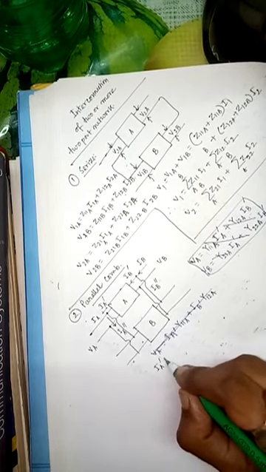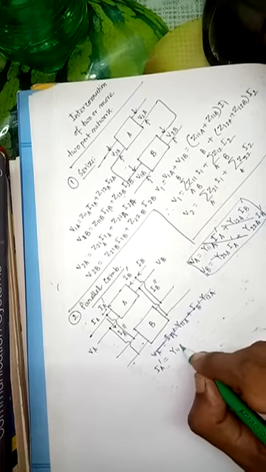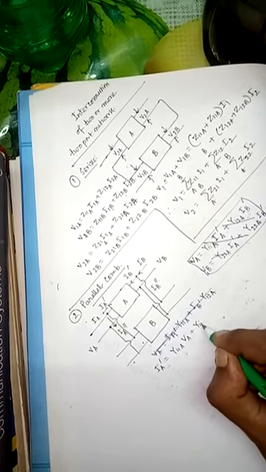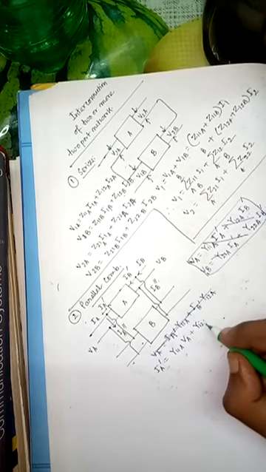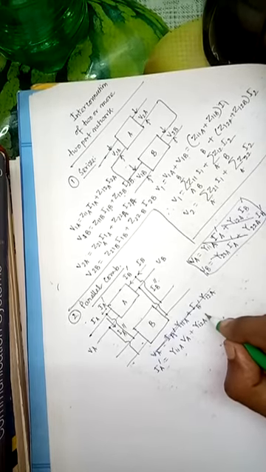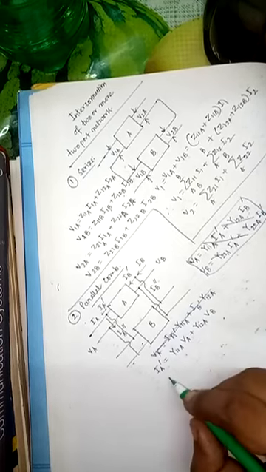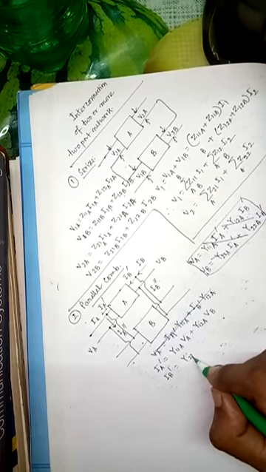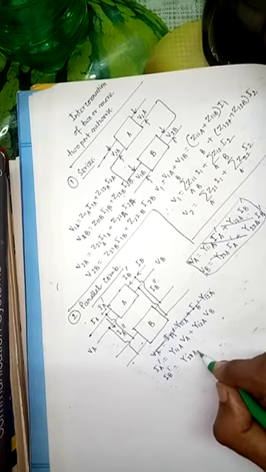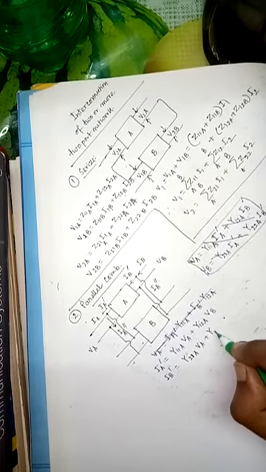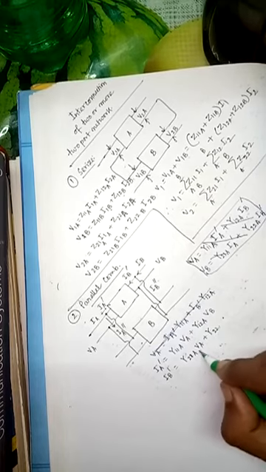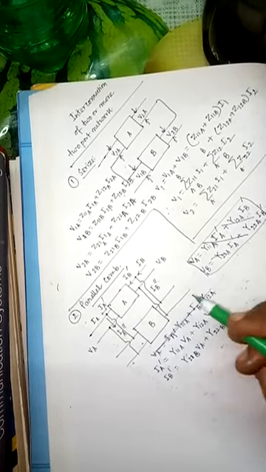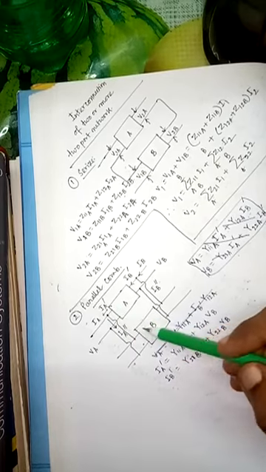IA dashed equals Y11A VA plus Y12A VB, and that is IB dashed equals Y21A VA plus Y22, this is 21B and this is 22B VB. Okay, that is IA, that is IB dashed.